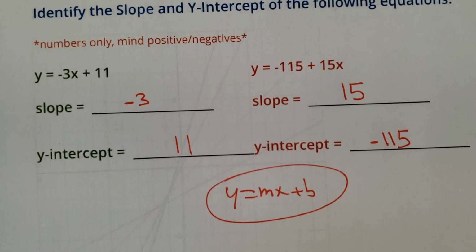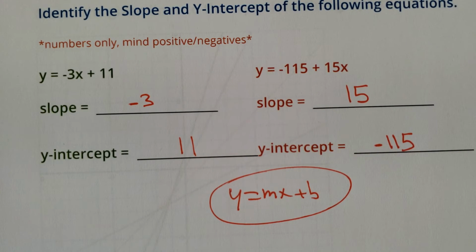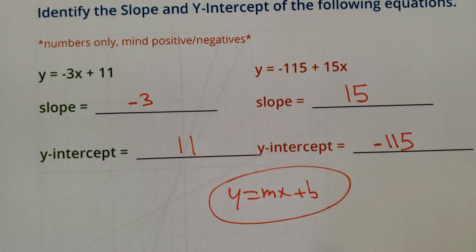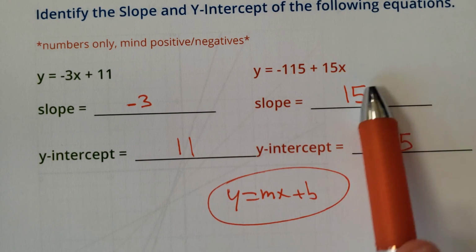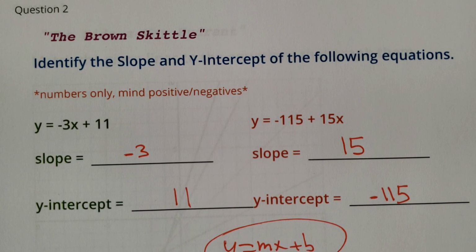All right. So again, your ability to find the slope and the y-intercept quickly in a slope-intercept form equation is kind of a big deal. Remember, there's always two numbers that tell a linear story. One number tells you where to start. The other one tells you how to move. That was the Brown Skittle.